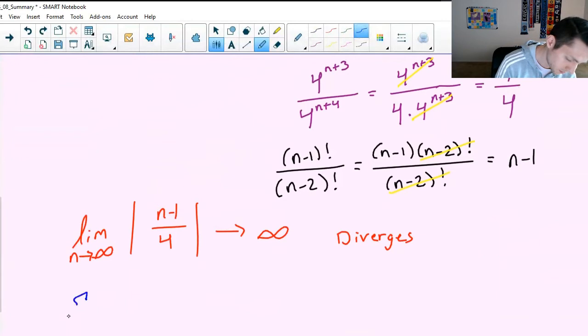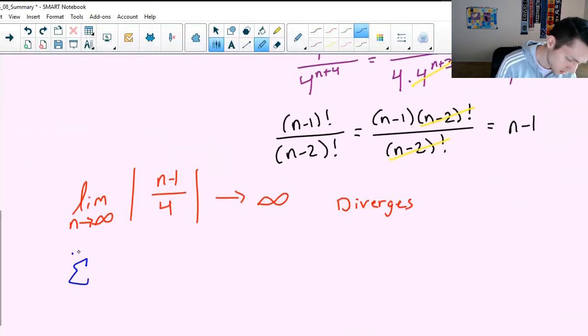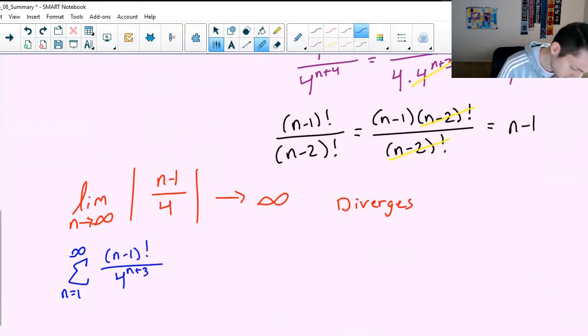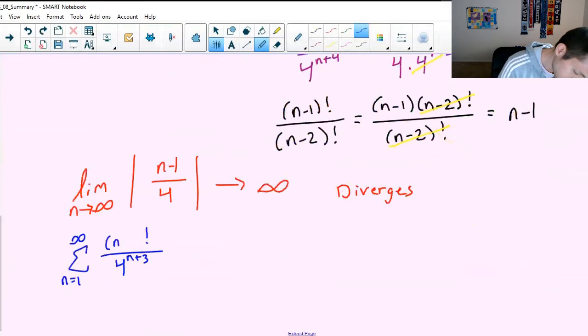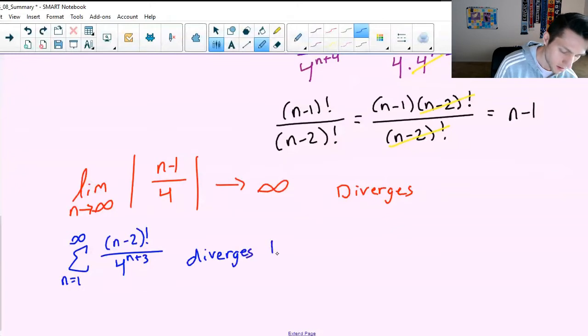say our series from 1 to infinity of n minus 1 factorial over 4 to the n plus 3. Is that right? N minus 2 factorial, sorry. Diverges. How do we know? By the ratio test.